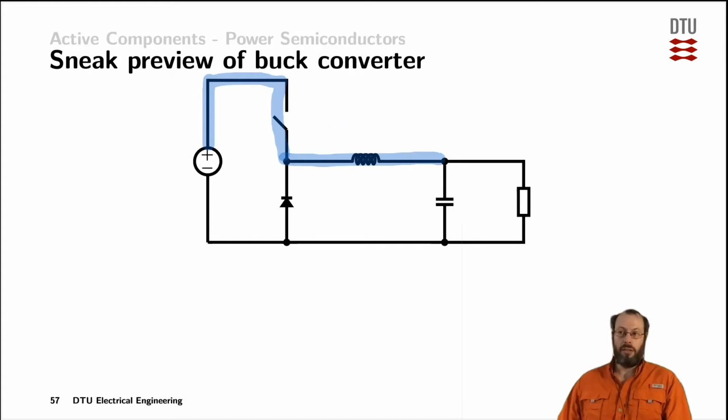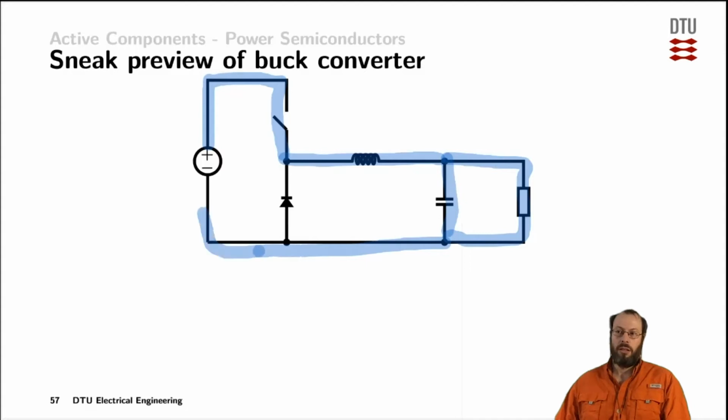Therefore, the diode down here is in reverse polarity, is blocking, and the current is flowing through the output capacitor, charging this capacitor, as well as supplying the load with the desired current. From here, we can close the circuit going all the way back to the voltage source.